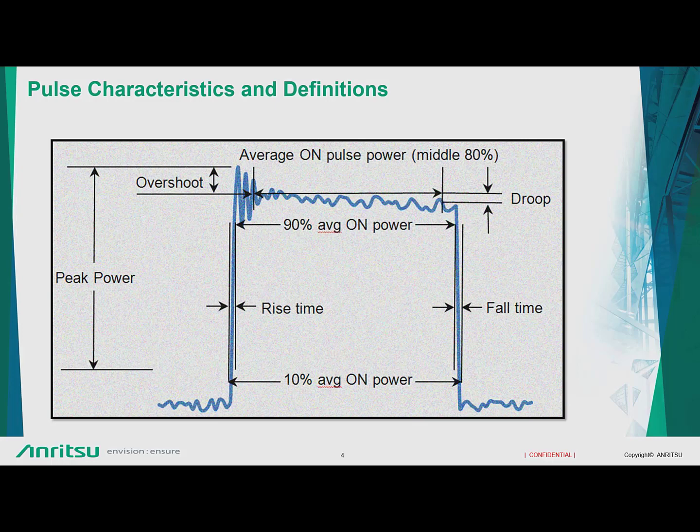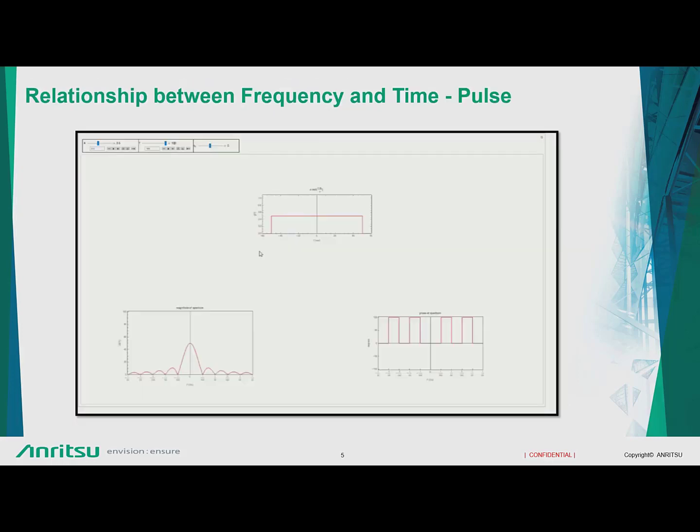Moving on, it is very important to first understand the relationship of a pulse in the frequency and time domain. This is one of the mathematical tools that I downloaded, and on the top you can see a pulse, and with this software you can increase or decrease the pulse width. As I increase the pulse width, you can see that the spectrum content narrows down, right? So if I consider this pulse right now, the spectrum content is very low because the pulse width is really high.